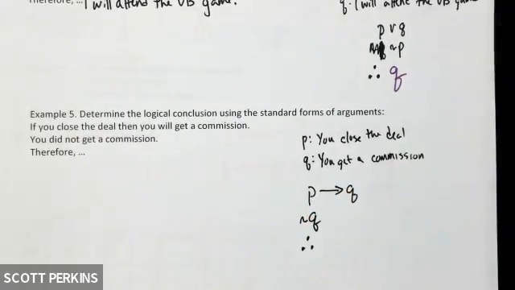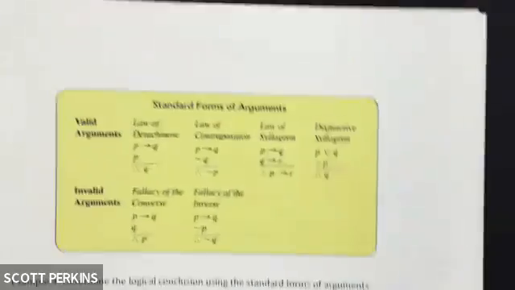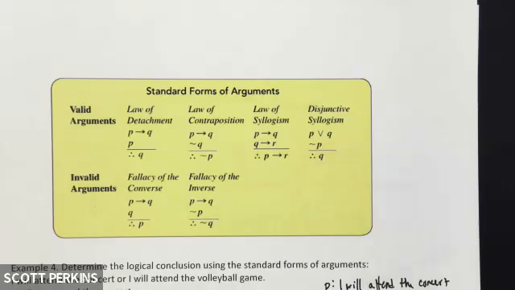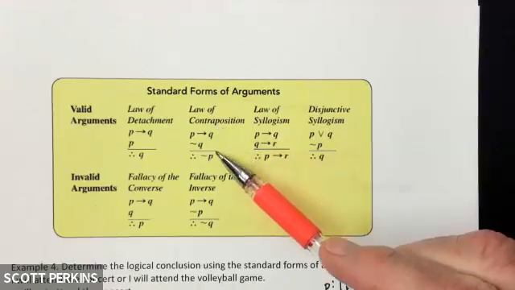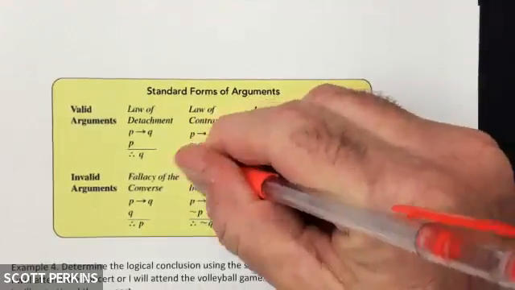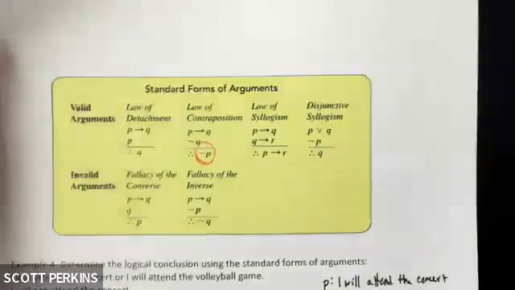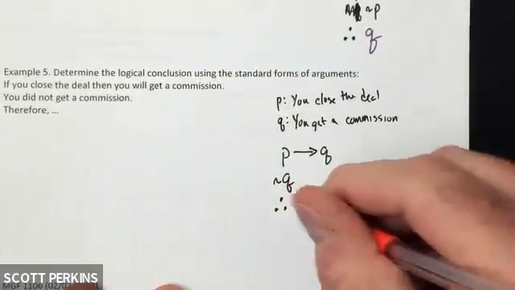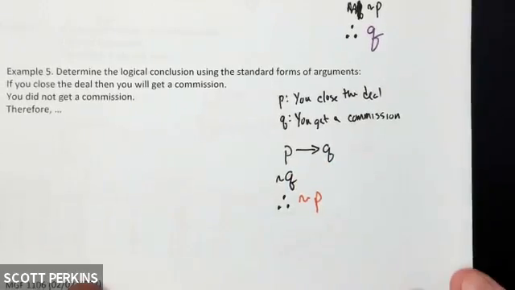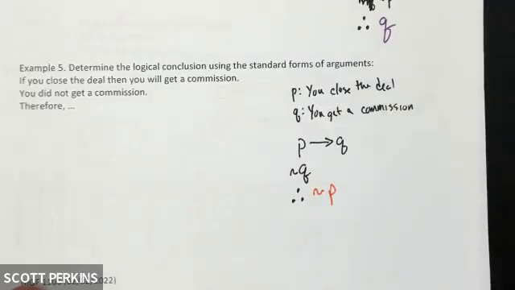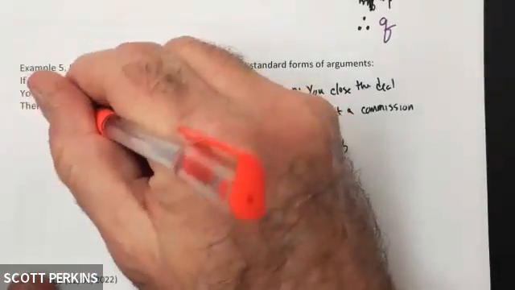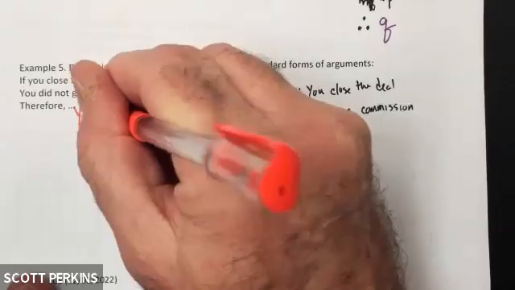Therefore, okay, well, I have if P then Q, then I've got squiggly Q. So now I'm going to roll up to the top. Which form of the argument are we looking at? Perfect, well said, the law of contraposition. And the law of contraposition says that the conclusion we're going to have is squiggly P. So I'm going to go down to where I am, and I'm going to put squiggly P right here. And now I'm just going to go over to my argument, and I'm going to write squiggly P in words. So P is you close the deal. So squiggly P is therefore you don't close the deal or didn't close the deal.